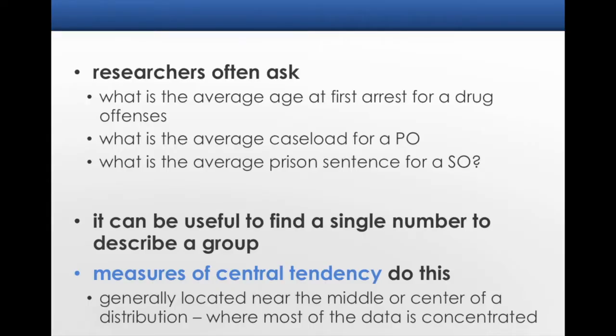So a lot of times researchers will ask, what's the average age at which someone is first arrested? What's the average caseload for a probation officer? What's the average prison sentence for a sex offender? So it can be useful to find one number to describe a group. And that's what a measure of central tendency does. So they're looking at what's near the middle or center of a distribution where most of the data is concentrated.